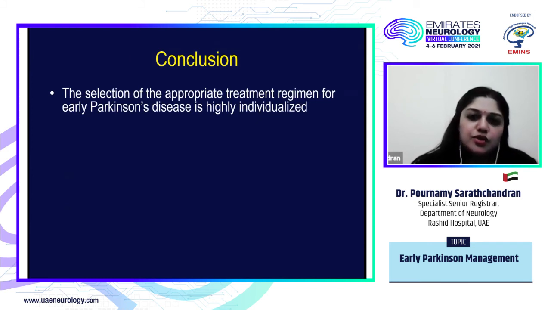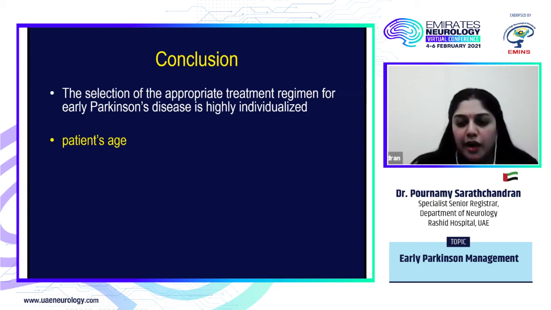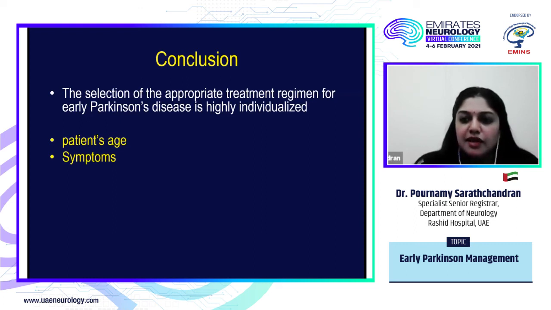So which one to start? The selection of the appropriate treatment regimen has to be individualized. We have to decide based upon a variety of factors: the patient's age. For example, in the elderly population, never start on anticholinergics or amantadine. And a dopamine agonist also will not be a good choice for patients of advanced age. Symptoms of the patient: if the patient has significant motor symptoms or motor disability, it's better we start on levodopa.